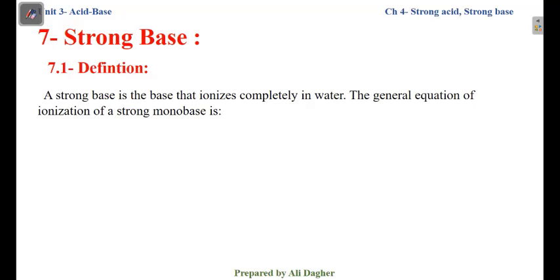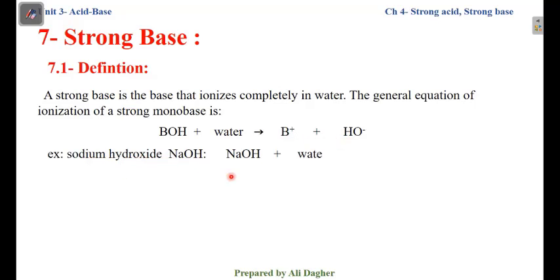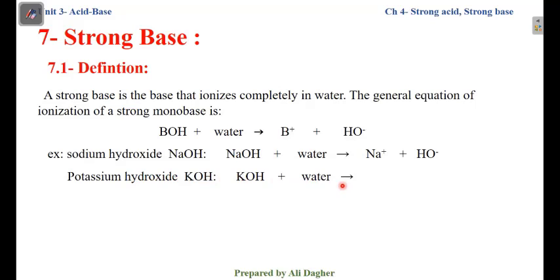The general equation of ionization of a strong mono base: BOH is the general representation of a strong mono base. BOH, in presence of water, is ionized into B plus cation and HO minus. For example, sodium hydroxide NaOH ionizes into Na plus and HO minus. Potassium hydroxide KOH ionizes into K plus and HO minus.